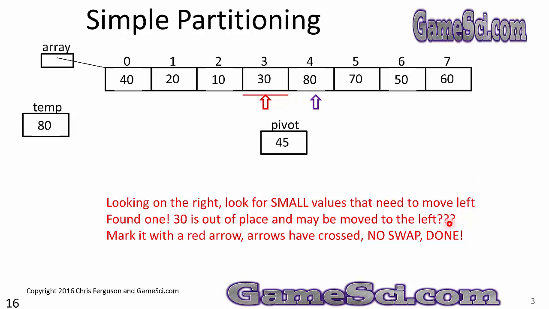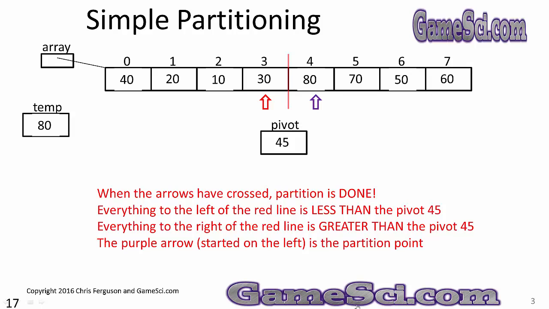Now notice my question marks here. Something has happened. If you look closely after we mark with a red arrow, we notice that the red and purple arrows have crossed. There's no swap done when these two arrows cross. Purple started on the left. Red started on the right. They have crossed positions. When they cross positions, we do not swap. When the arrows have crossed, the partition is done.